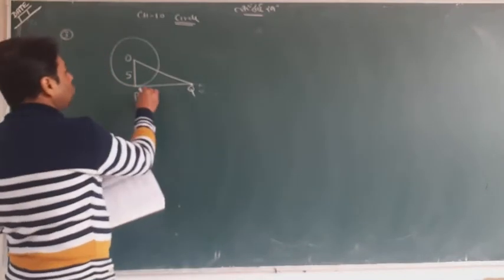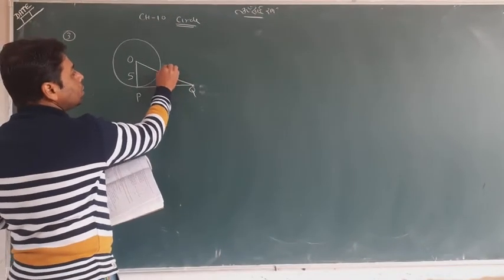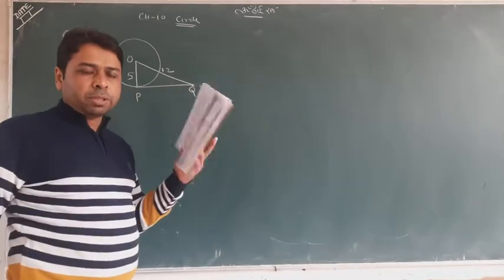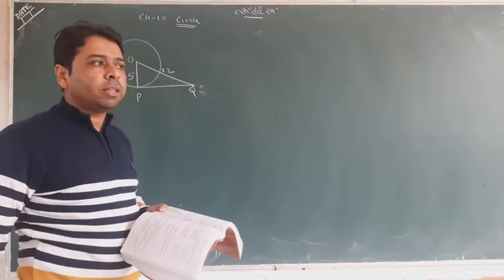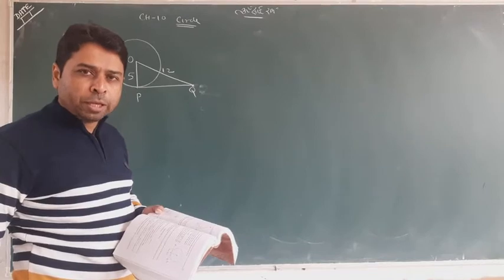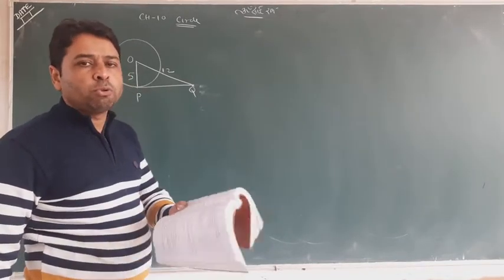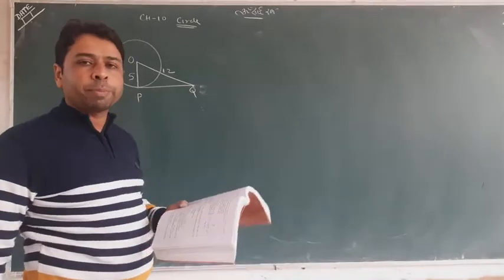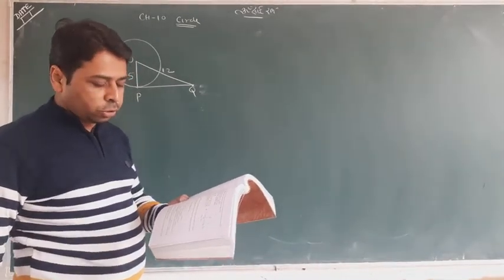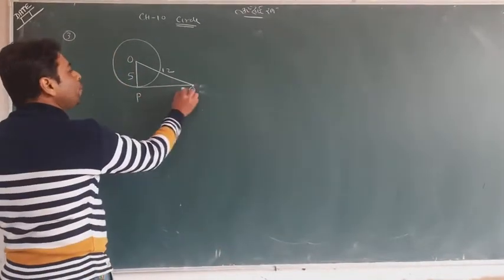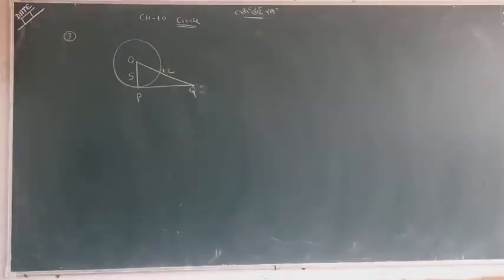The question says OQ is 12. This distance is 12. Sometimes one cannot make a picture properly, so he or she might get the answer wrong. So please don't do this. Just make a correct picture and get a good answer. So find the length PQ. This is a very simple question.